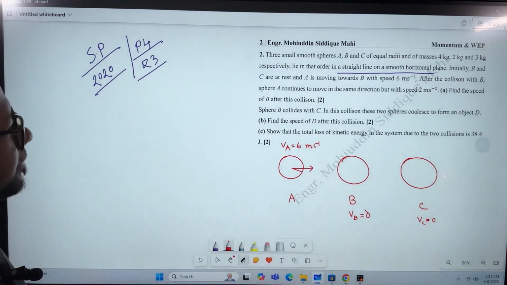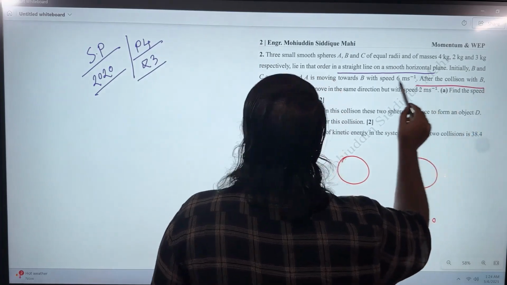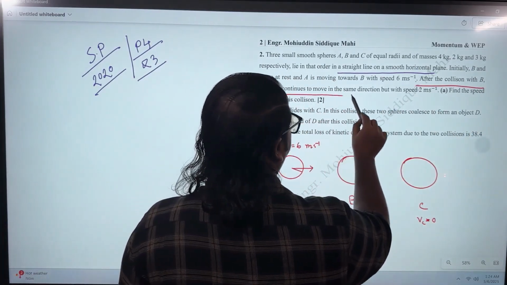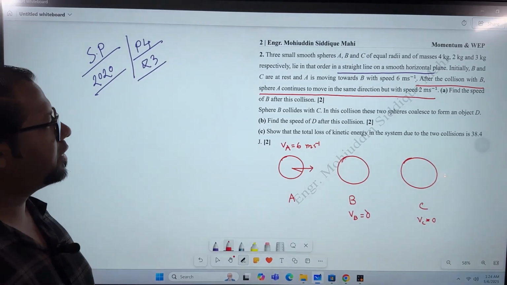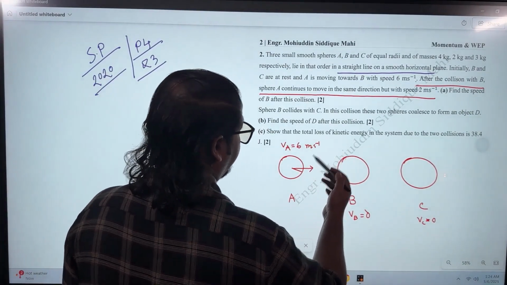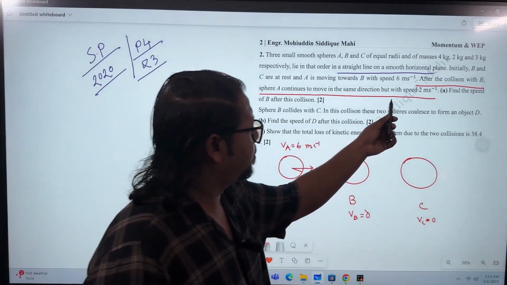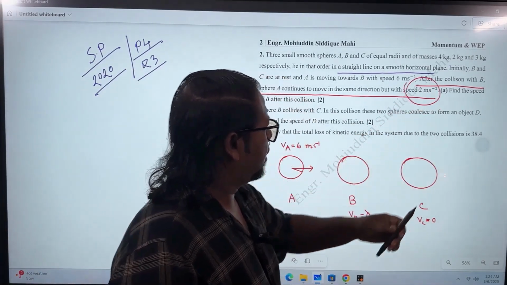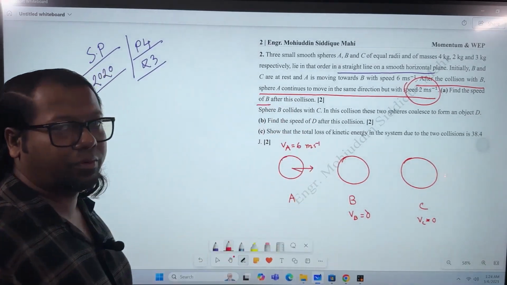And at first, after the collision with B, sphere A continues to move in the same direction with speed 2 meters per second. Find the speed of B after this collision. So at first, A is colliding with B, and after that collision, A was moving with a speed of 2 meters per second. And what should be the speed of B? That is what we need to find out.